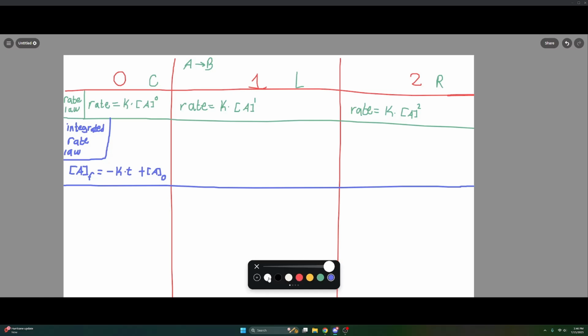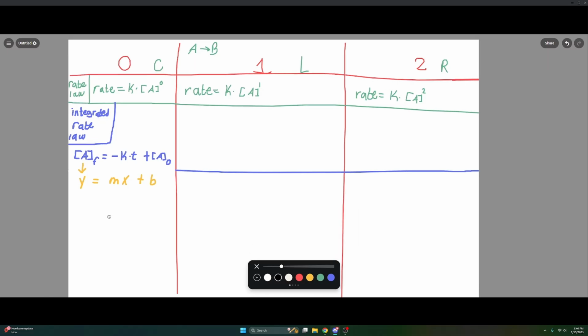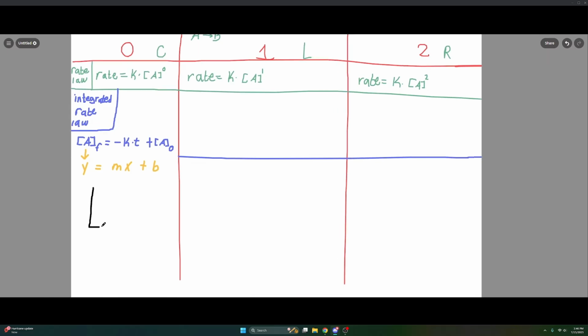I'm going to go ahead and dig into why we call this an integrated rate law. We call it integrated because we moved it around in a sense where it mirrors y equals mx plus b. And if you've ever seen the graph of these, for a zero order, we graph concentration on the y-axis, we graph time on the x-axis, and it's going to look something like this.